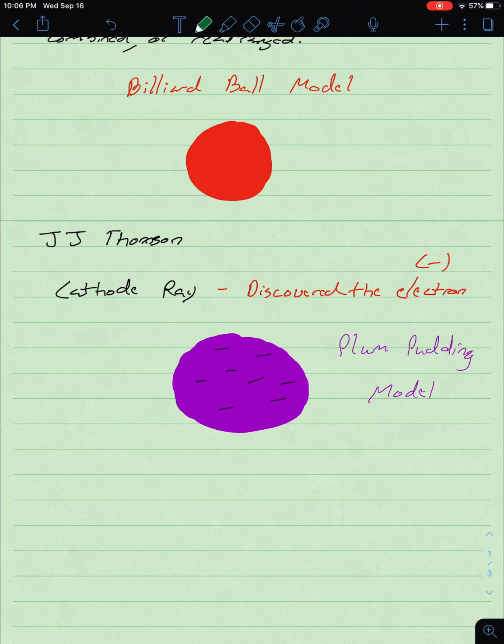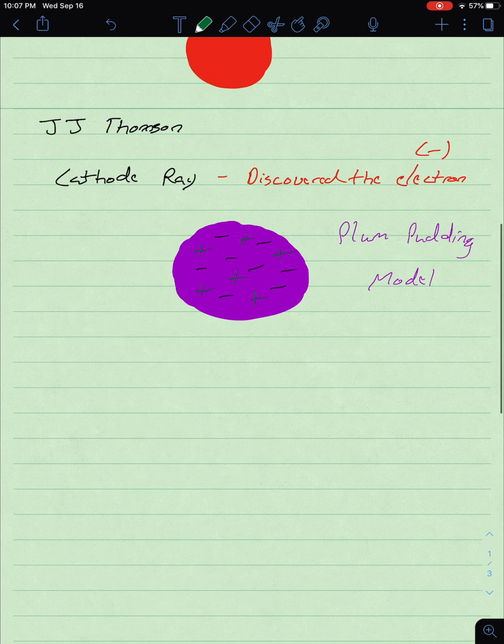So this whole blob was positive, and it just had negative charges dispersed throughout it. So that was why it was called the plum pudding model. Okay, so that was J.J. Thompson.